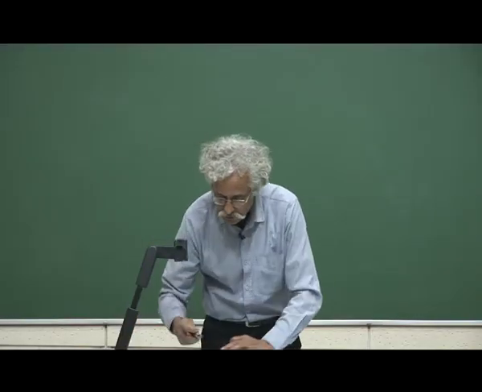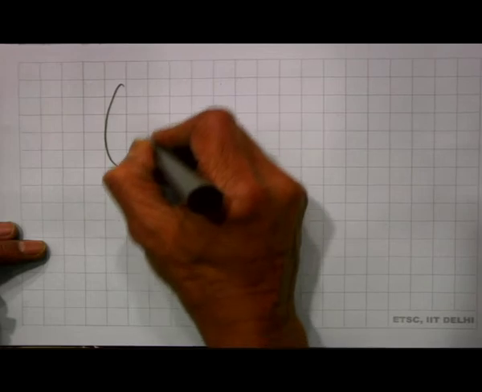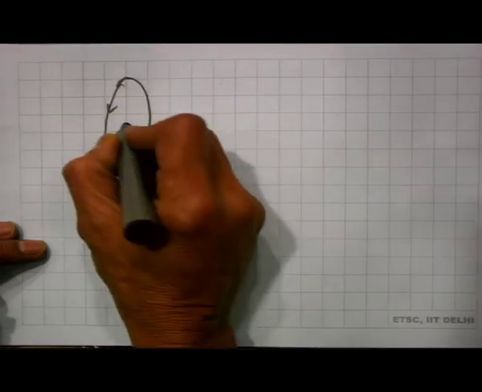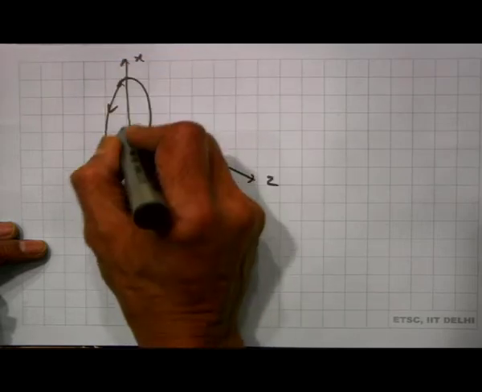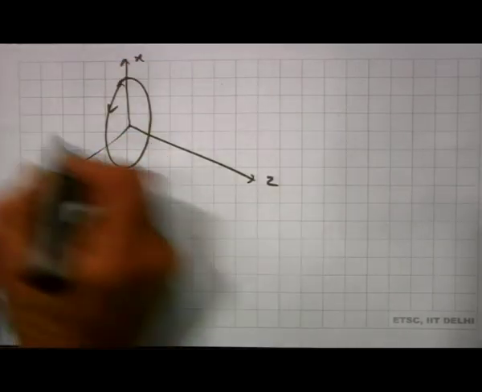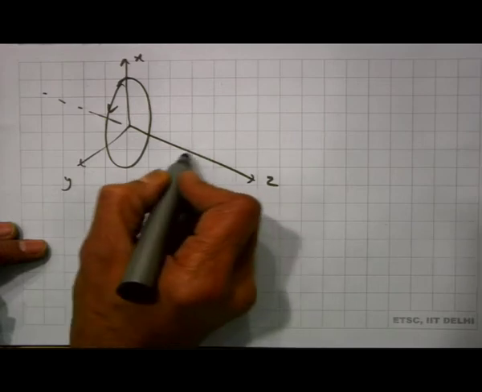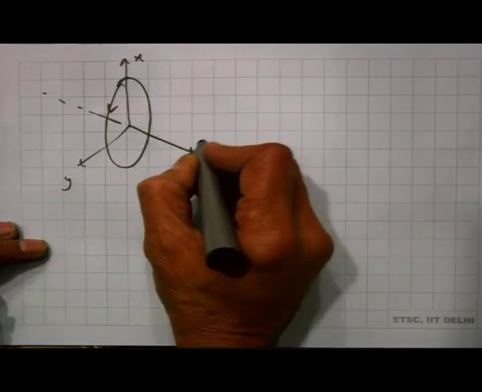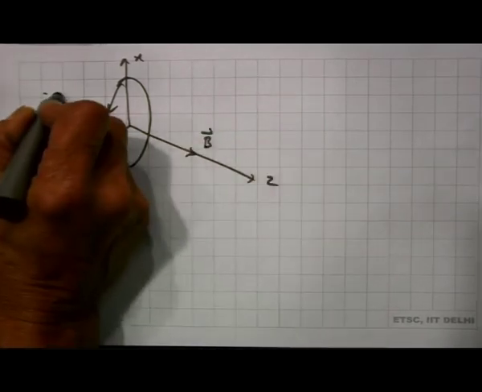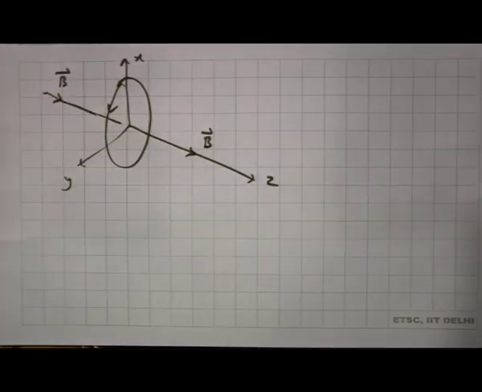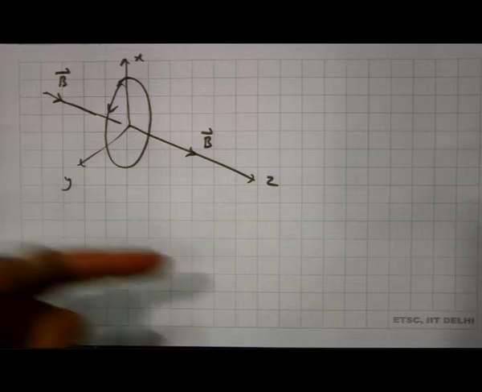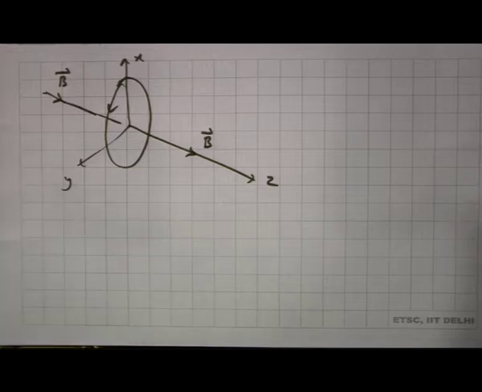So, this is my loop carrying current like this, this is z axis, x and y. Along this axis here the magnetic field is along this direction, and here the magnetic field is along the same direction. Please remember the magnetic field is along k cap direction, and this is along the axis.